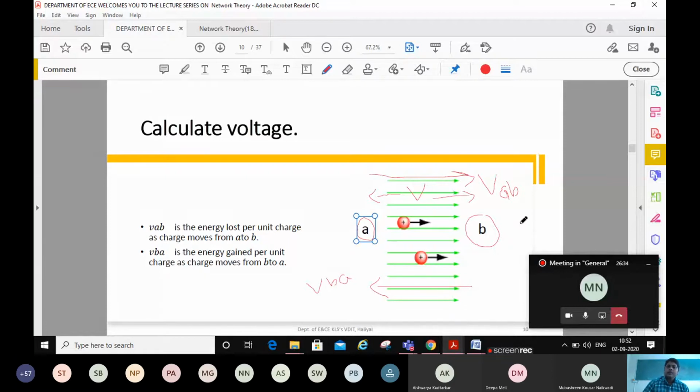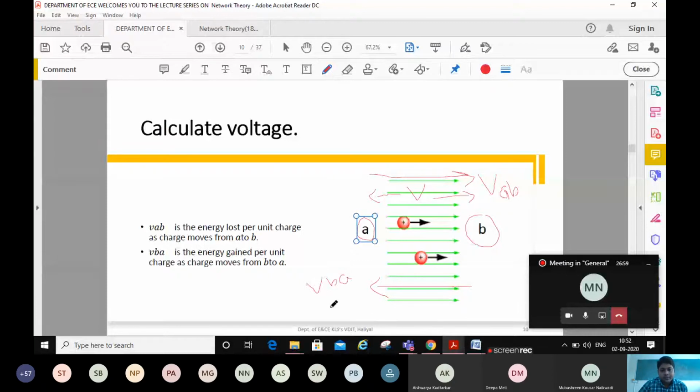Depending on the polarity, we don't know the polarity of A and B, but we know the point of interest or point of reference. With respect to that, VAB is the potential difference measured across points A and B, starting from A to B. And the reverse is B to A.